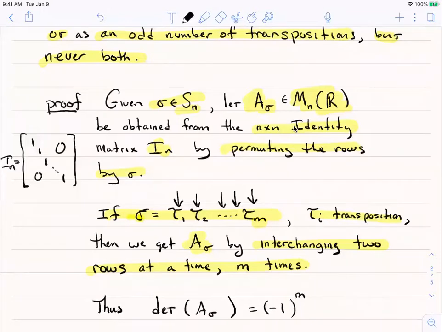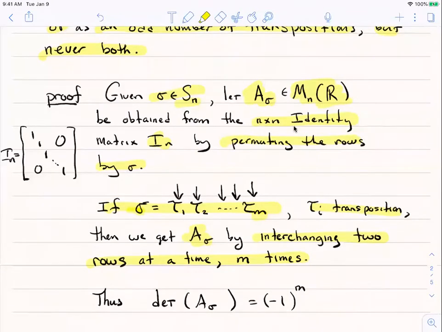Okay, well, you remember from linear algebra, I should have had you stop the video and think about this. When you interchange 2 rows of a matrix, what effect does that have on the determinant? It multiplies the determinant by -1. The determinant of I sub n is 1. The identity matrix has determinant 1.